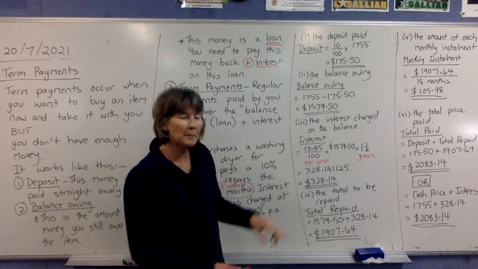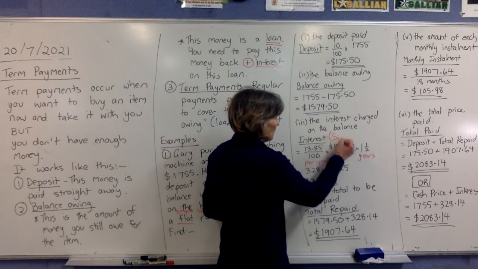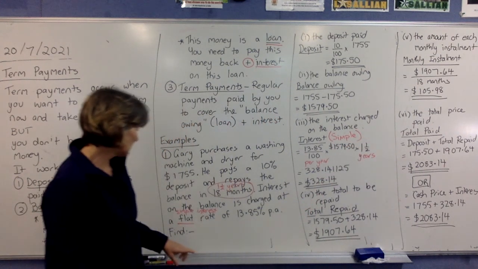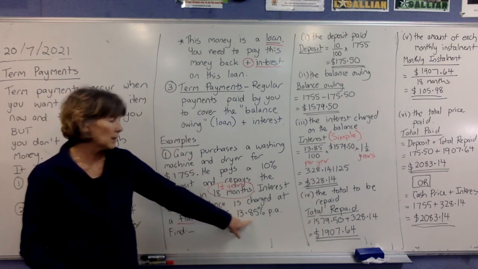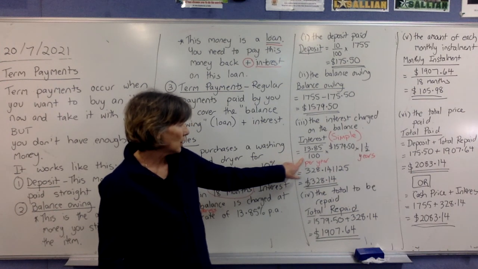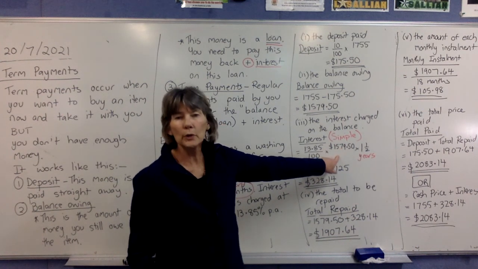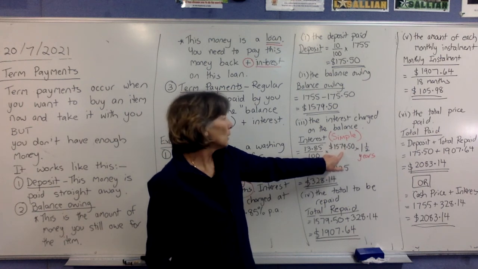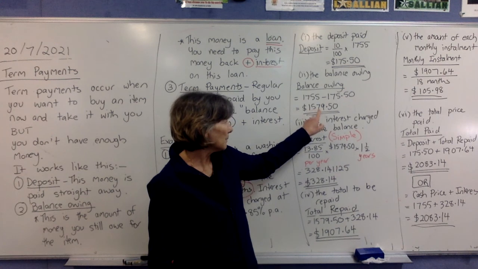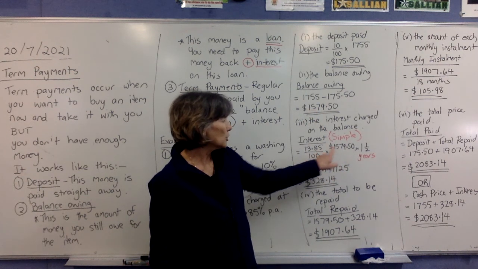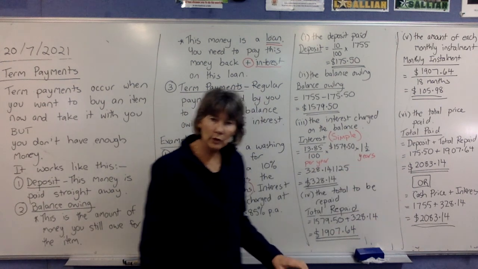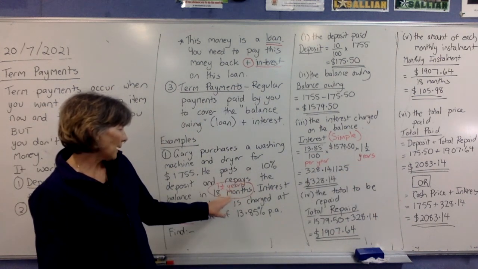So the interest, remember, is simple interest for this question. We do simple interest by using the percentage they've given you, which is 13.85%. So we're doing 13.85 over 100 of the loan, the amount that you are borrowing from them, which is the balance owing. So you owe them this money, and they're going to charge you interest on that money you owe them. And they've given you 18 months to pay it back.